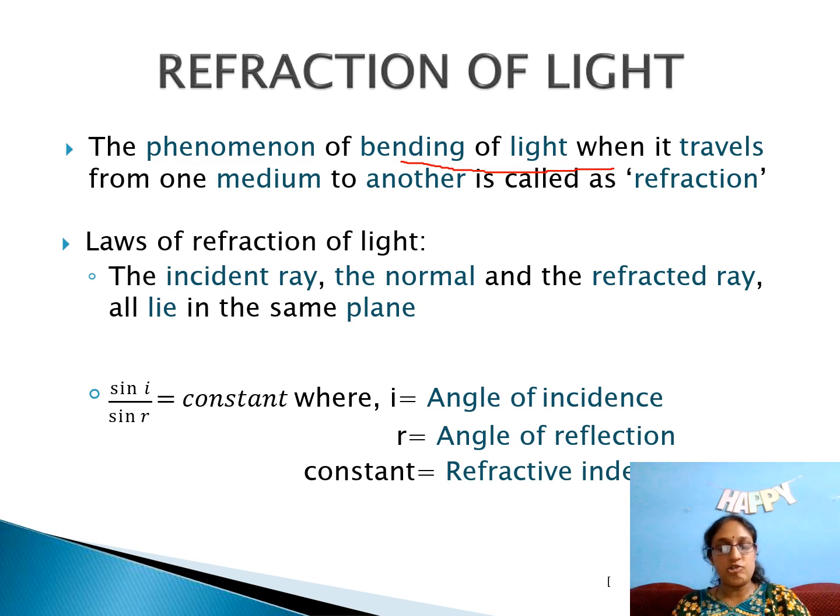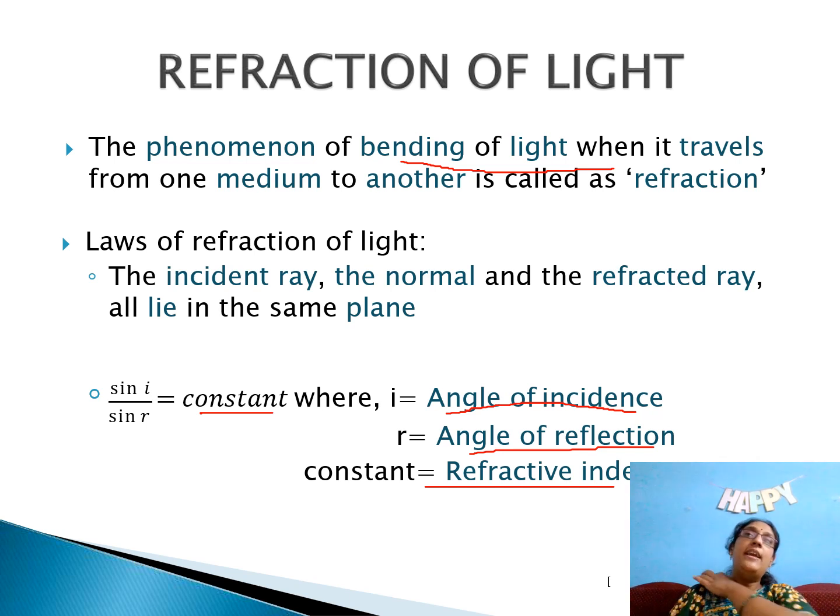So what is the law of refraction? In the law of reflection, the incident ray, normal ray, and reflected ray lie in the same plane. This is also the same case here: the incident ray, the normal ray and the refracted ray all lie in the same plane. Now the important thing is sin I by sin R. Can you see this? That is the sine of angle I by the sine of angle R, which is equal to one constant value, where I is the angle of incidence, R is the angle of refraction, and the constant is the refractive index.